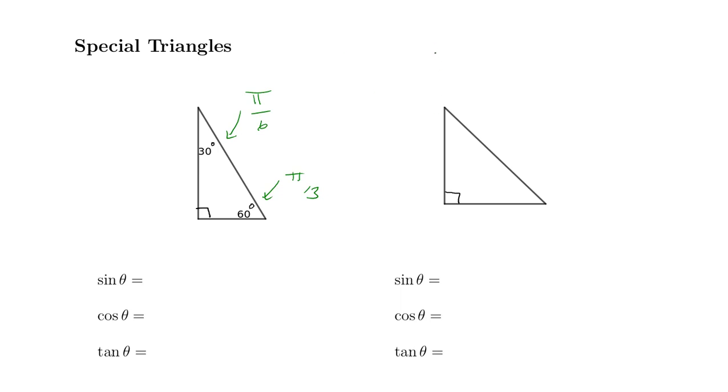Our other triangle is an isosceles right triangle. Since it's isosceles, we know that these 2 angles have to be the same. And since we know all the angles add up to 180 degrees, these have to be 45 degrees.